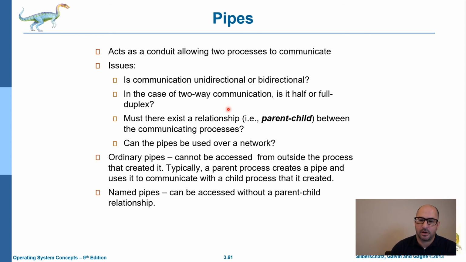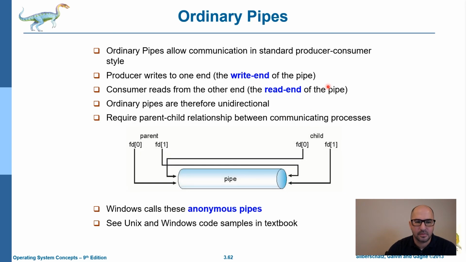There are 2 pipes that we talk about in the book. Ordinary pipes, those are the pipes that exist between the parent and the child. And named pipes are those that don't require a parent-child relationship, so that addresses the third point here, whether or not a parent and child relationship must exist.